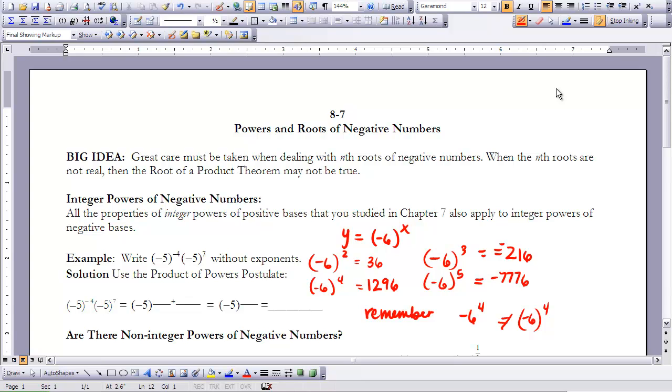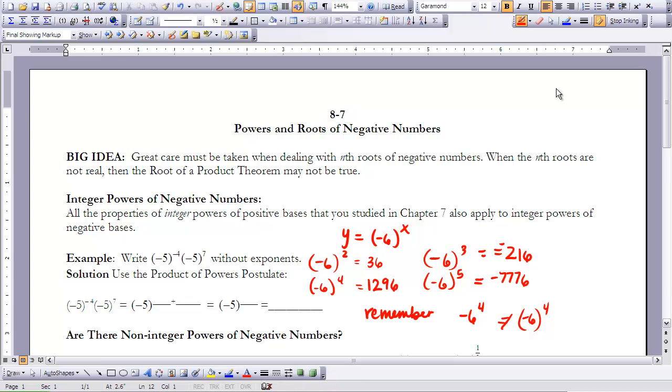Take an example here, y equals negative 6 raised to the power of x. Just look at some things that happen. When I take negative 6 to the power of 2, I end up with 36. Negative 6 to the power of 4, I end up with 1296. Notice that my negative number becomes positive when my exponent is even. Look over here, when I look at negative 6 raised to the third power, I get negative 216. Negative 6 to the fifth power, I get negative 7776. So when I'm taking a negative number to an odd power, my answer is negative.